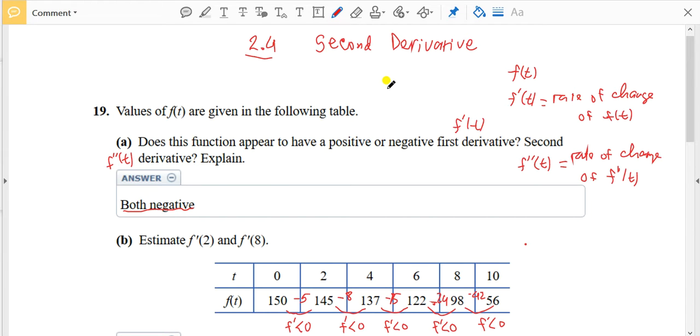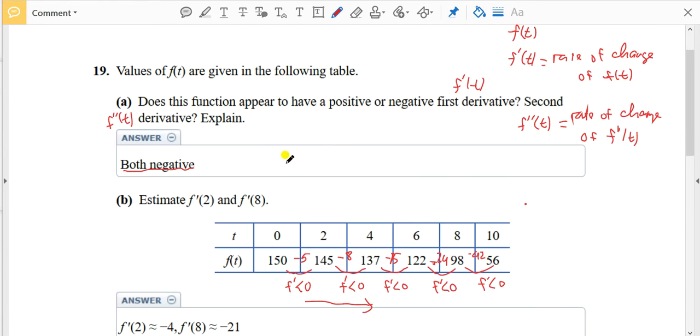So just a quick recall for f of t, f prime, or f double prime. f of t is just a normal function. It's the value of the function. And f prime of t, or the first derivative, is the rate of change of the function f of t, or the slope of the function f of t at a given point. The second derivative is the rate of change of the first derivative, or f prime. It's also the slope of f prime at a particular point.